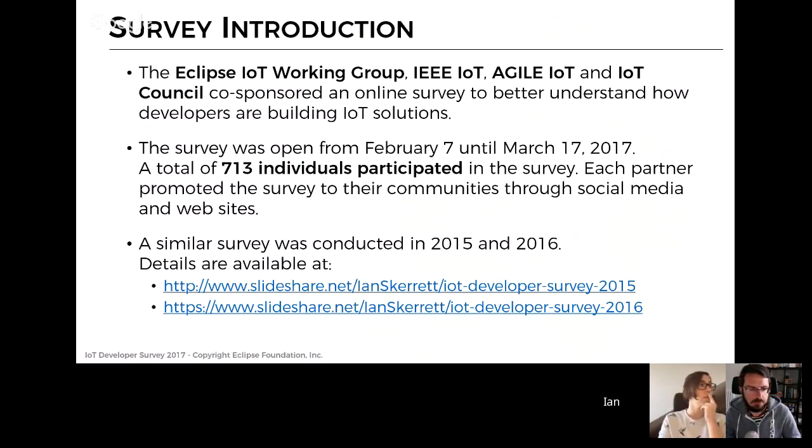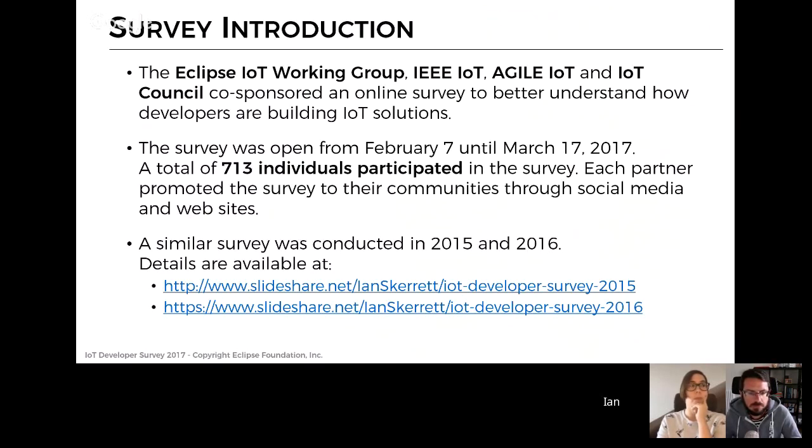And the reason why we do this is to get the widest respondent base and diversity of respondents as possible. So it's always great to collaborate with these groups. Just some bit of information: we fielded the survey in the months of February and March. We had 713 respondents from the different communities, and essentially we promoted the survey through our websites and our social media channels. IEEE did actually use their mailing list, which got a number of responses from the IEEE mailing list. So it's a pretty diverse sample pool.